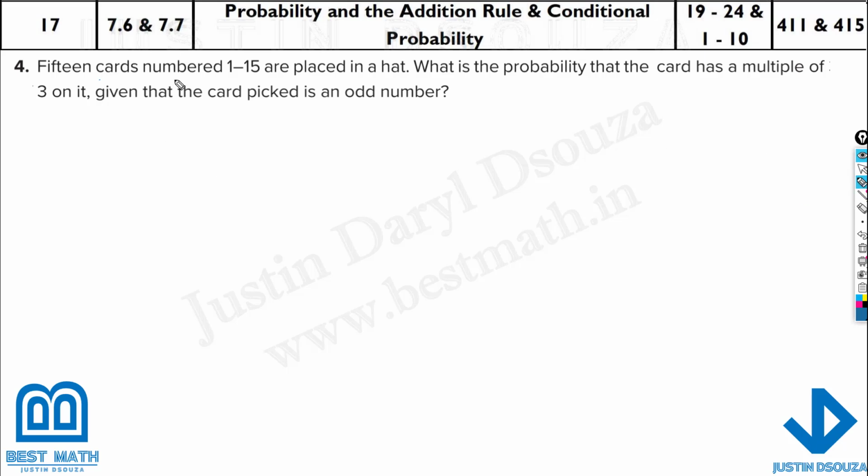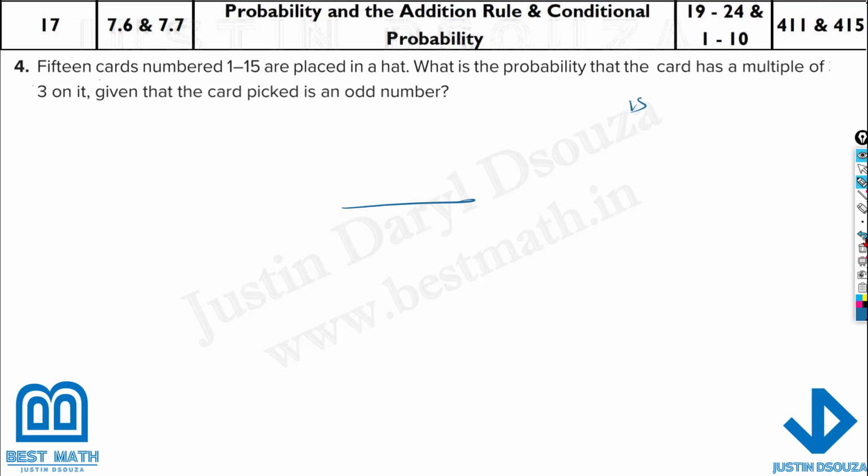Over here we have cards. 15 cards numbered 1 to 15 are placed in a hat. What is the probability that the card has a multiple of 3 on it, given that the card picked is an odd number? Now, first we just need the odd numbers out of 15. Sometimes students say it's 7 and some say 8. 15 by 2 is 7.5, approximated to 8, because we start with 1, not with 0.